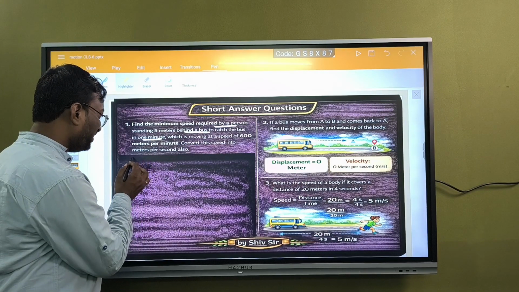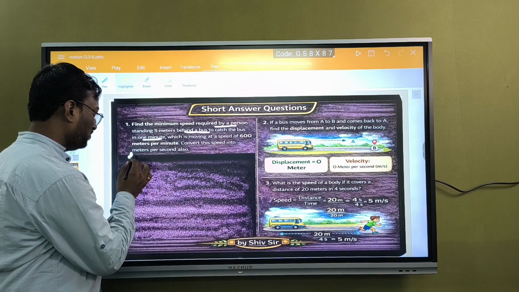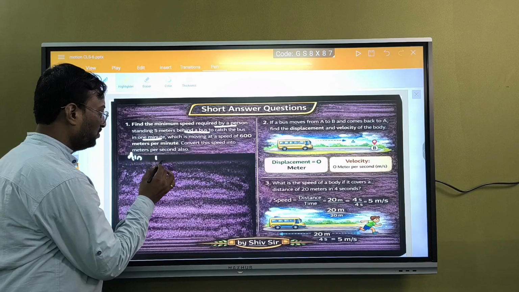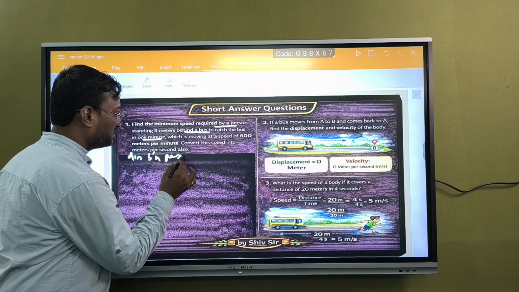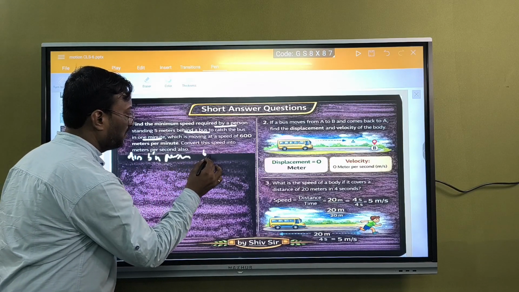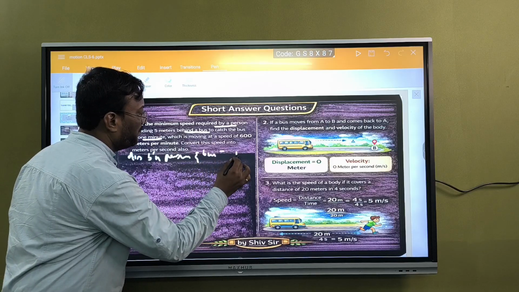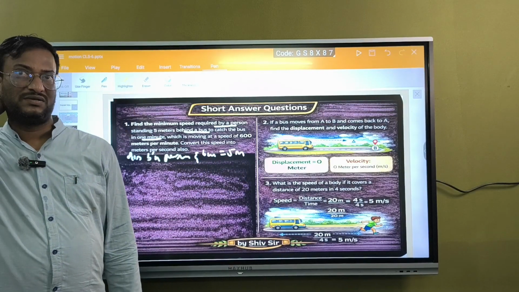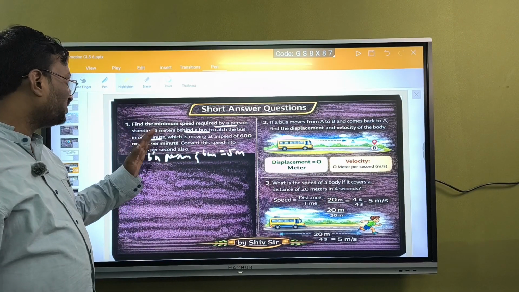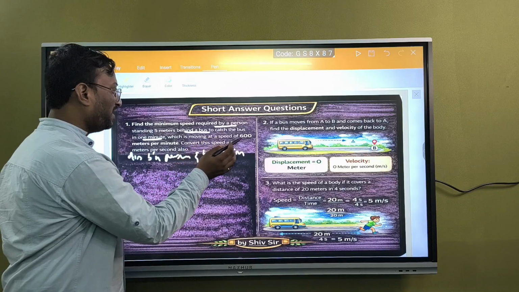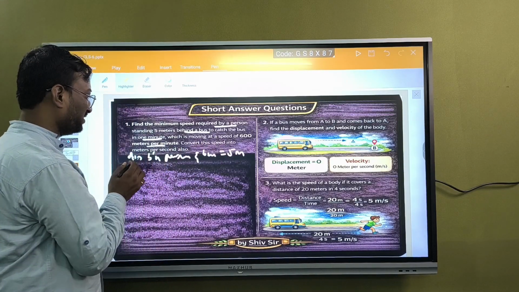Okay, distance between person and bus is 5 meters, right? You have to write. And then what about the speed of the bus? Speed of the bus is 600 meter per minute.